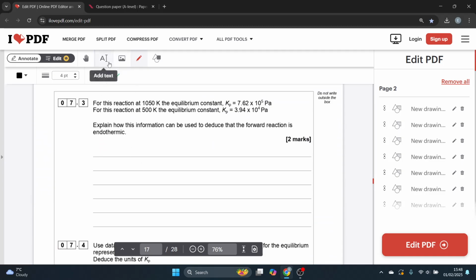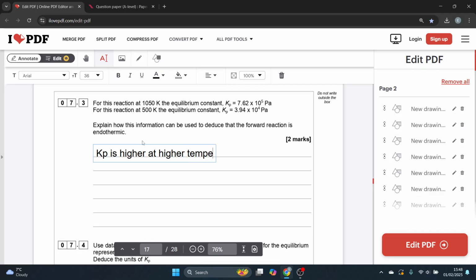(7.3) Explain how it can be deduced that the forward reaction is endothermic. Well, I know at a higher temperature, Kp is bigger. At a lower temperature, Kp decreases. So that's what I'd say first: Kp is higher at higher temperatures. My first mark.